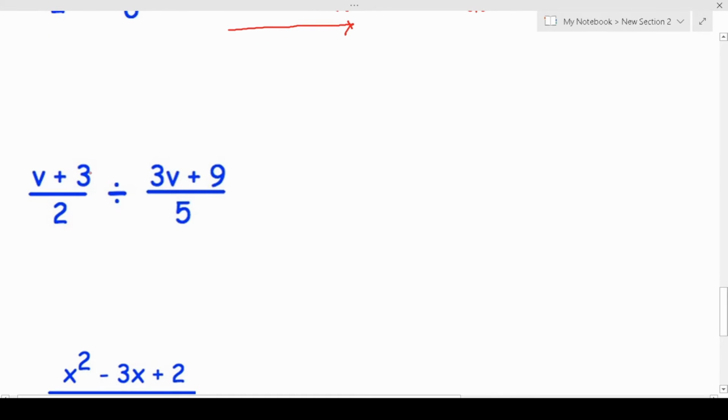All right, again, we have another instance in which we're doing division with algebraic fractions. So again, we're going to do keep, change, flip. That is, we're going to keep this first fraction the same, so it's going to be (v plus 3) over 2. We're going to change from division to multiplication. And then we're going to flip this second fraction, so it's going to be 5 over (3v plus 9) instead of (3v plus 9) over 5.